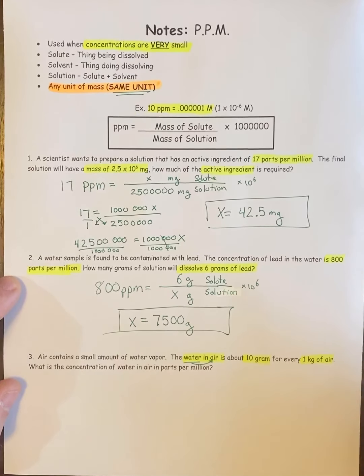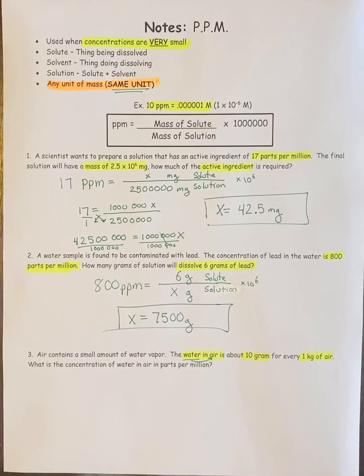Last one. Air contains a small amount of water vapor. Water in air, so now think about this, the water is in the air. So the water is what's being dissolved, and it's being dissolved in the air. Now, a lot of people don't think of that. We don't think of gases as being able to dissolve things, but they absolutely can.